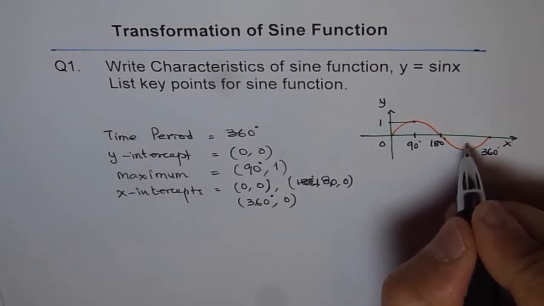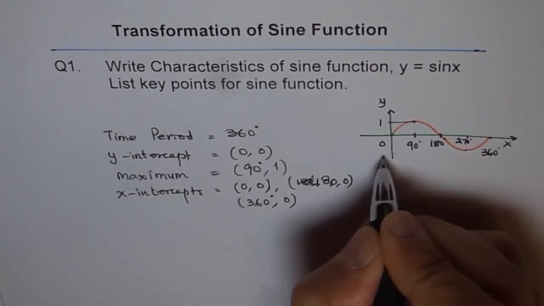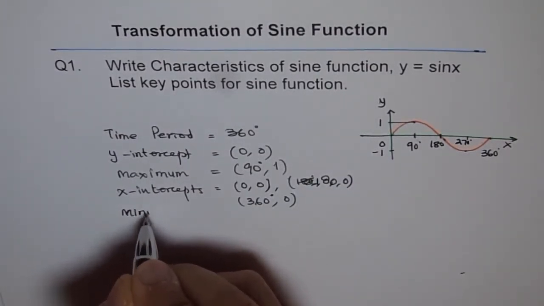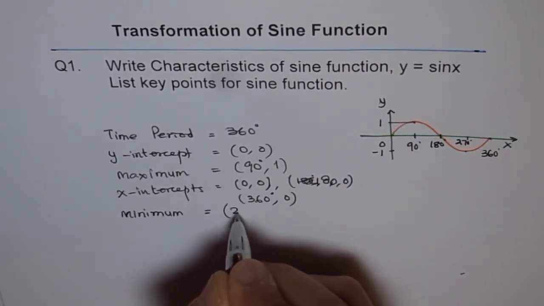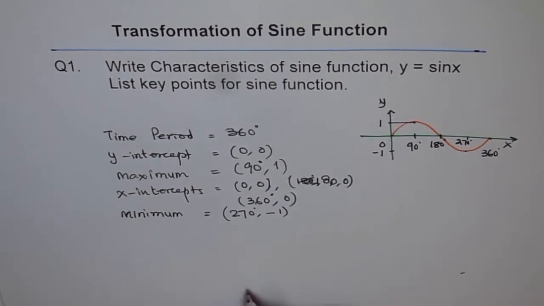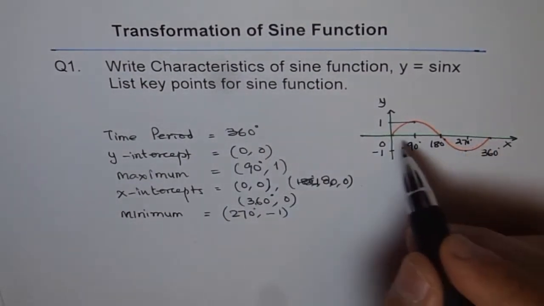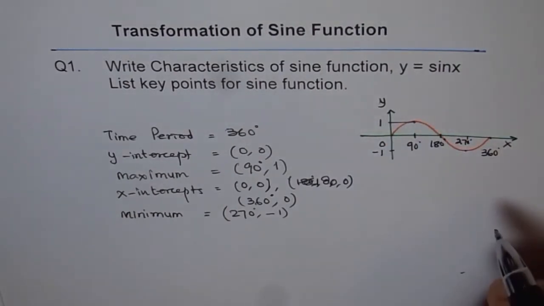And then we have minimum value at 270 degrees, and the value is minus 1, correct? So we have minimum at 270 degrees and the value is minus 1. And one full wave with a time period of 360 degrees. And that is how we can describe our sinusoidal function here.